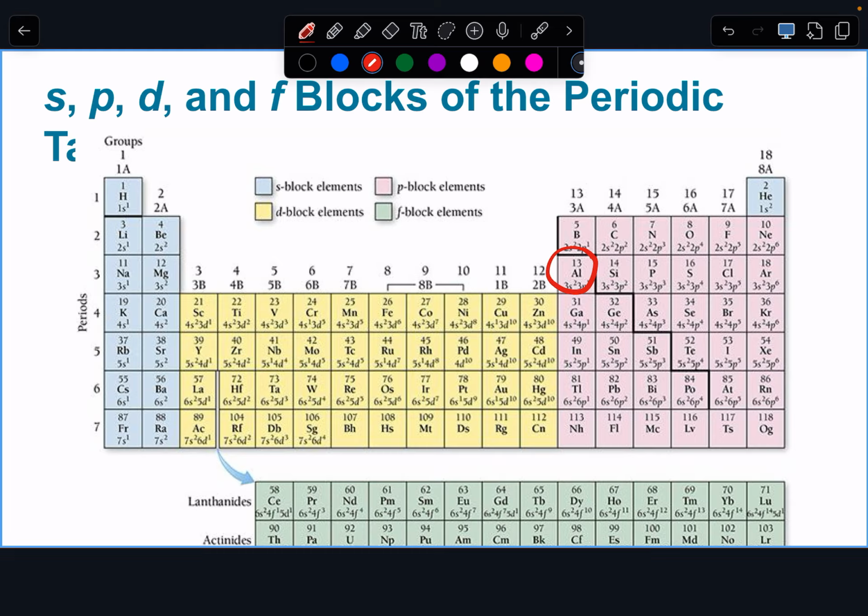But in order to do that, we had to fill all the electrons in. So let's see how we can use the periodic table to do that a bit more quickly.